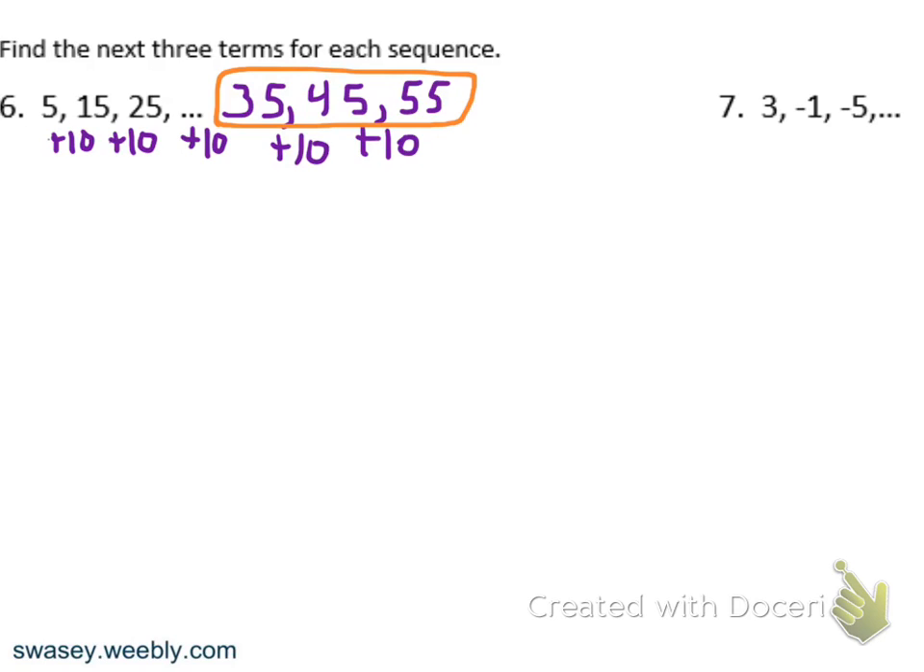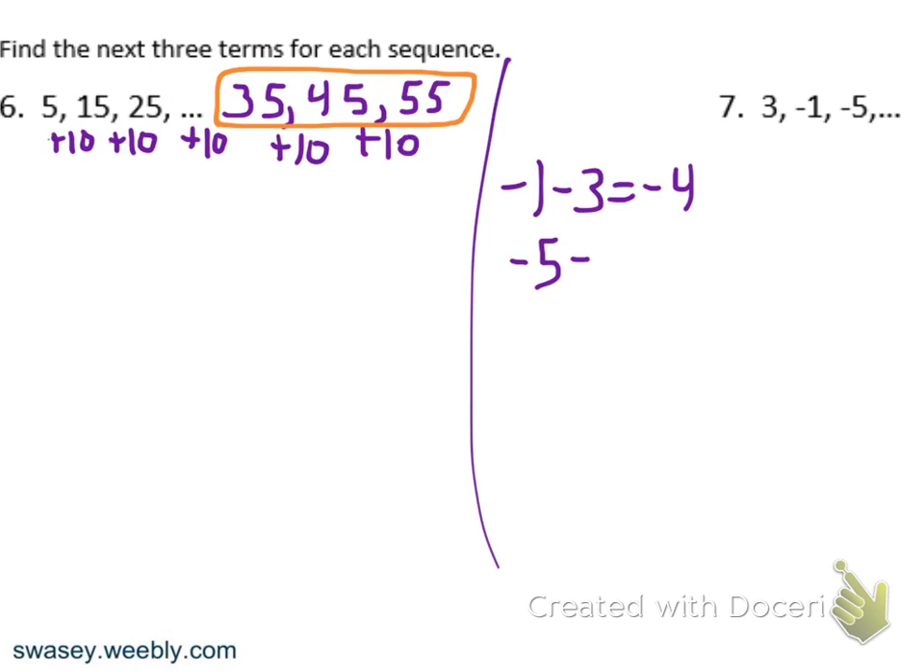On 7, you may have to subtract those to figure out what you're adding each time. So if we do -1 minus 3, we get -4. If you do -5 minus -1, you get -4. So we are adding -4 each time.